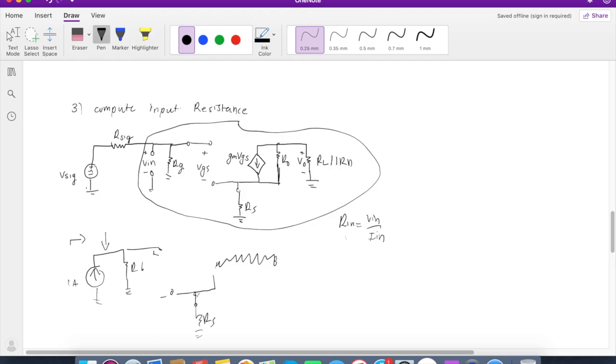So we know that Iin is equal to 1 amp. So what we can write is Vin equals 1 times R, which will be Rg. So Vin equals Rg. So once we plug this back into our original formula, we can simply say that Rin equals Rg divided by 1, which is simply Rin equals Rg.